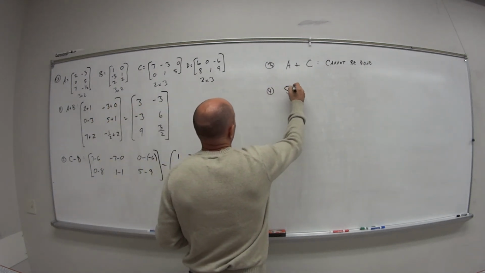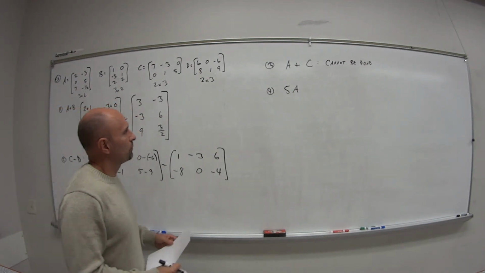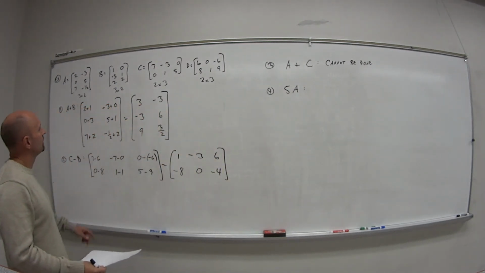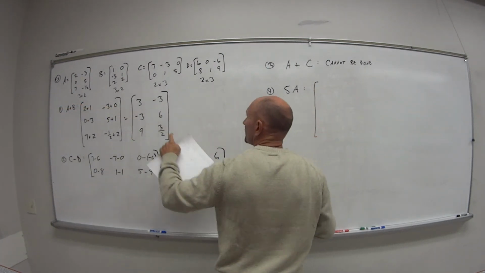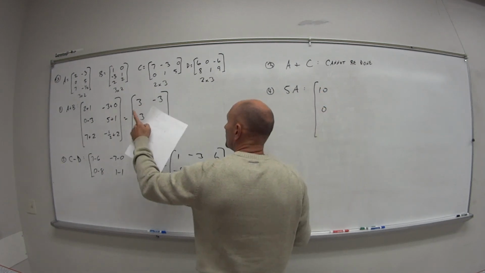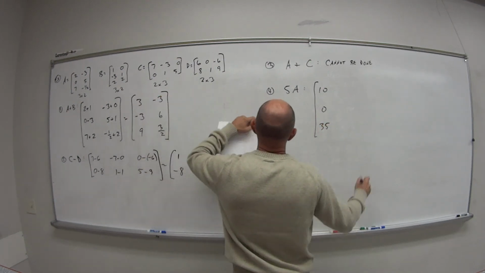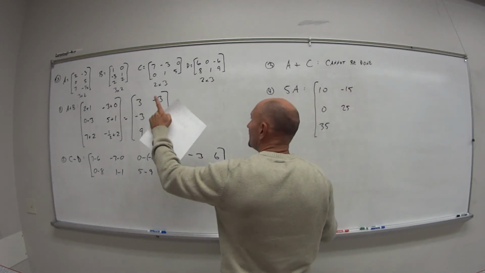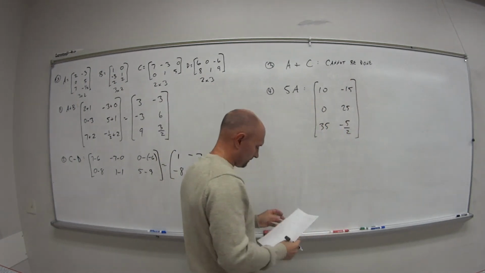And lastly, what if we have 5A? That means I am multiplying every single entry of A by 5. It's a scalar product. So here's my A. The solution is going to be to multiply everything by 5. So 2 times 5, 10. 0 times 5, 0. 7 times 5, 35. Now the second column. Negative 3 times 5, negative 15. 5 times 5, 25. Negative half times 5 is negative 5 halves.